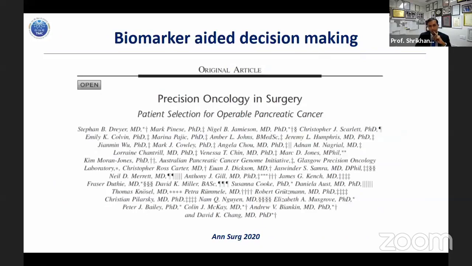I also want to add, beyond anatomy, biochemistry, and patient's condition, as I come towards the end of this talk now, is the role of precision oncology in surgery.